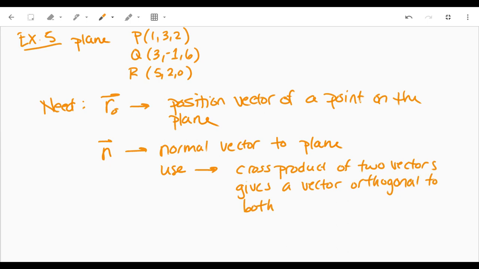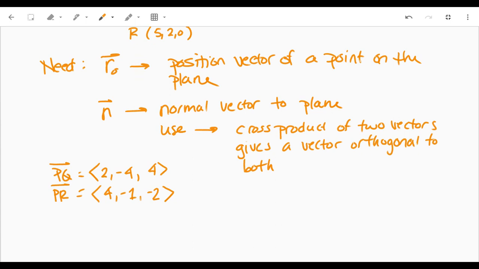So all we need to do is use those 3 points to come up with 2 vectors in the plane and find the cross product. Okay, so we can do vector PQ, right? So from P to Q would be 2, negative 4, 4. We can use PR, which would be 4, negative 1, negative 2.